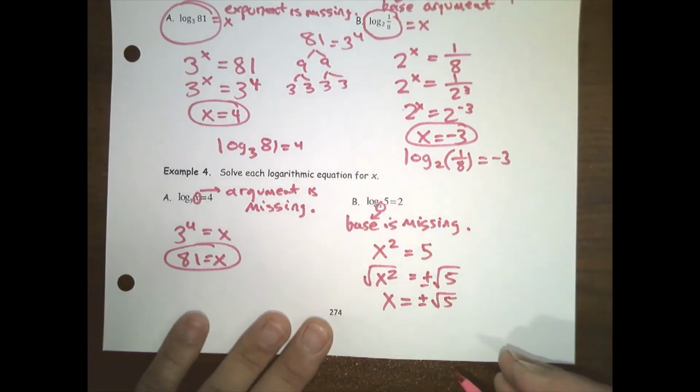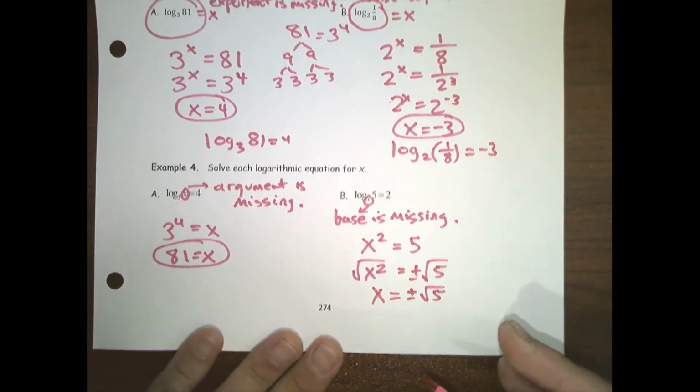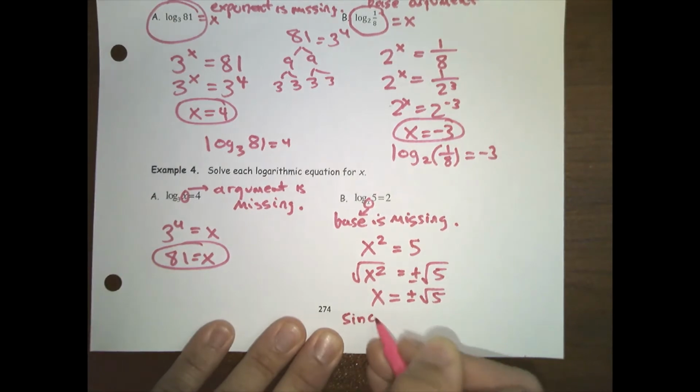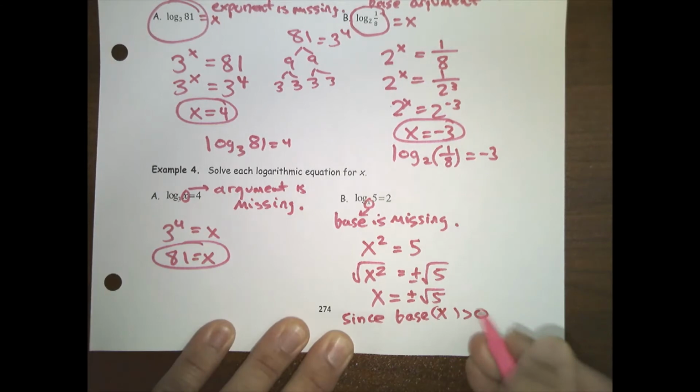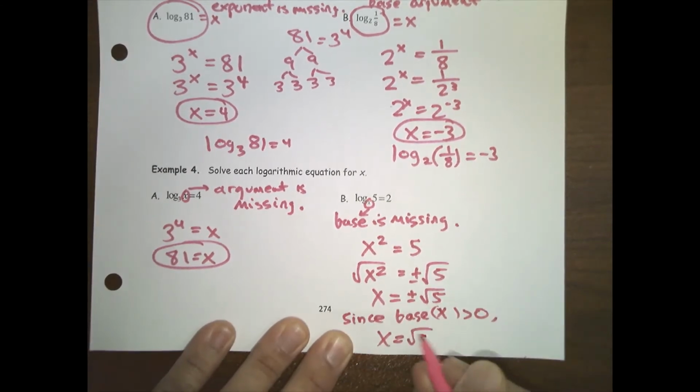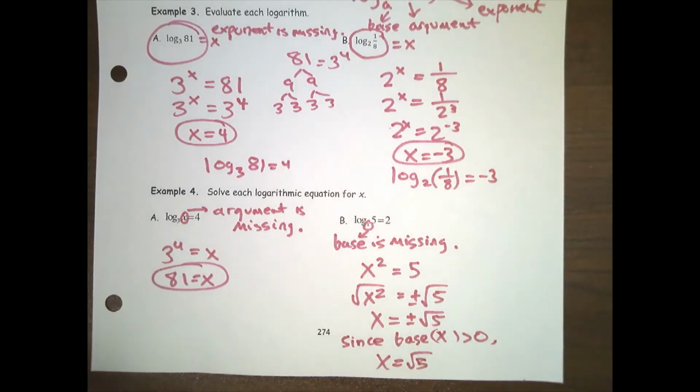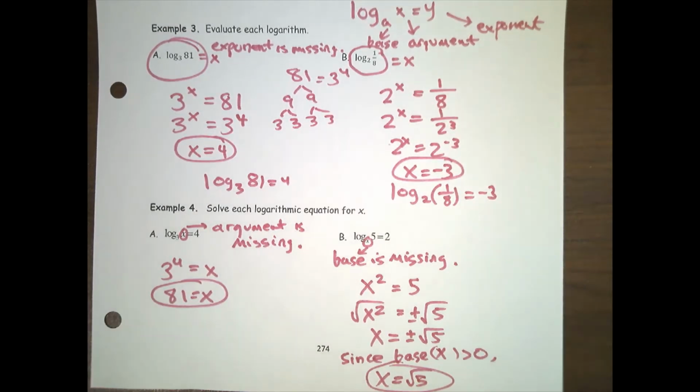But if you remember, the base must be greater than 0. So since the base x has to be greater than 0, that means x has to be the square root of 5. All right, so there you go. x is the square root of 5. Usually we don't deal with bases that are not whole numbers, but you can have that, like in this case. Just remember that the base has to be positive and not equal to 1.